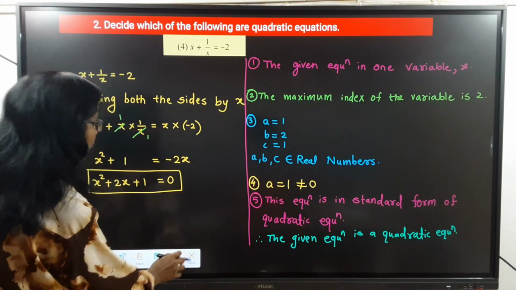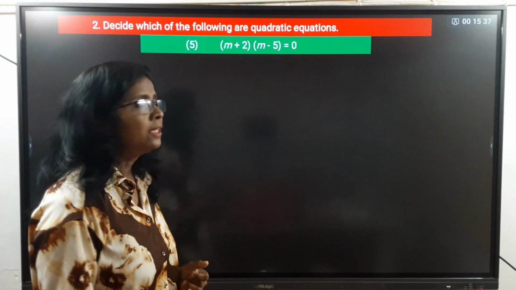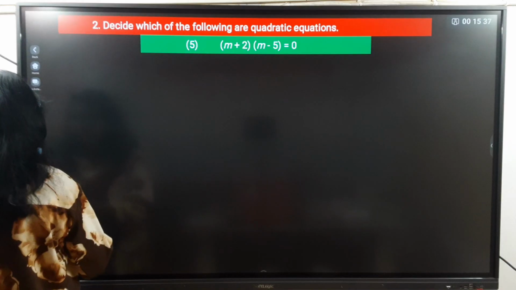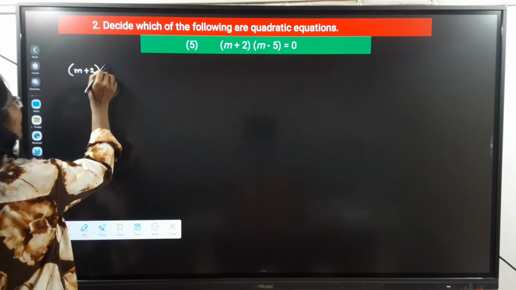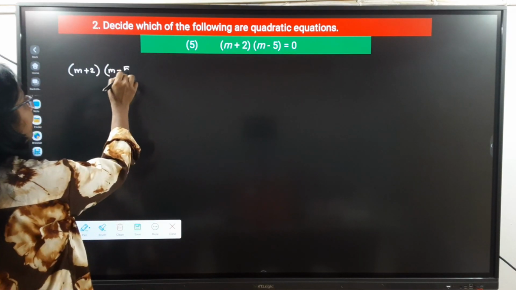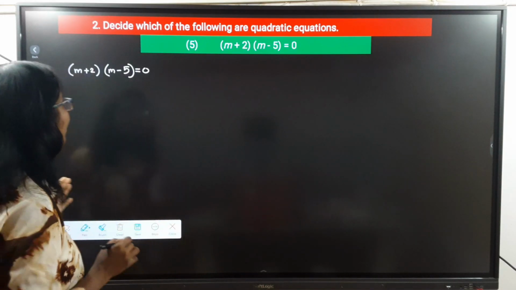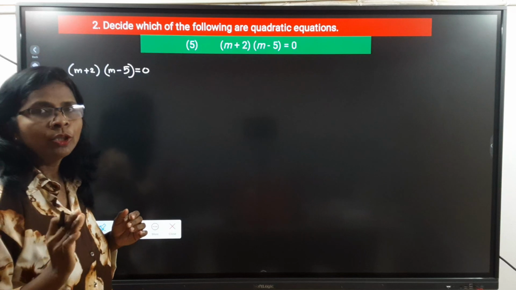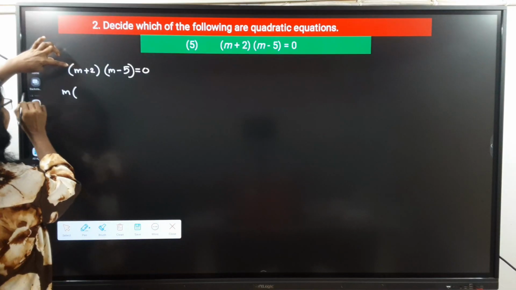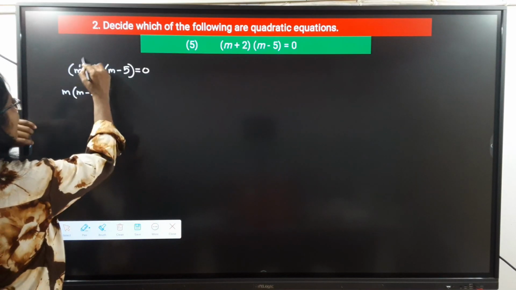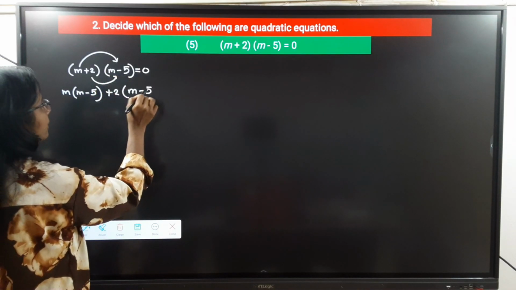Then the next example, students. In the first bracket n plus 2, in the second bracket n minus 5, is equal to 0. So here first we write down the equation as it is. Now we simplify this given equation. We know the product of the two brackets, how can we calculate it? So here n multiply this whole bracket n minus 5, plus 2 multiply the second whole bracket, is equal to 0.